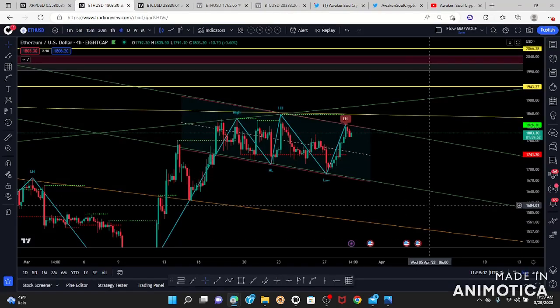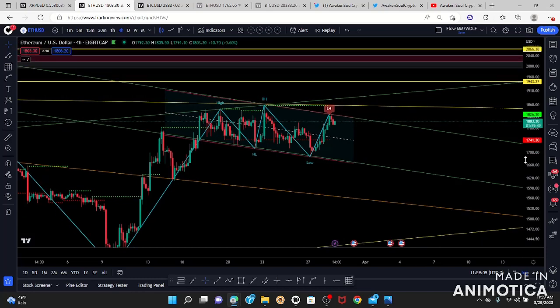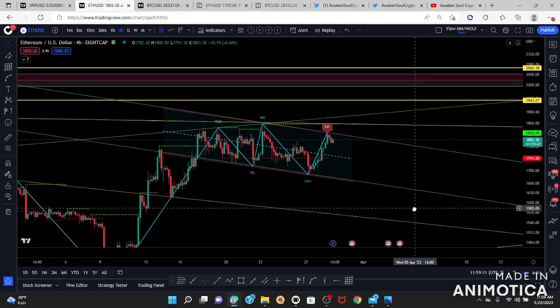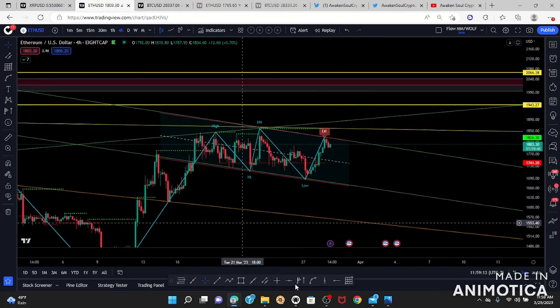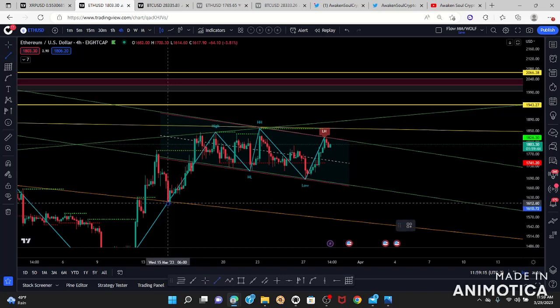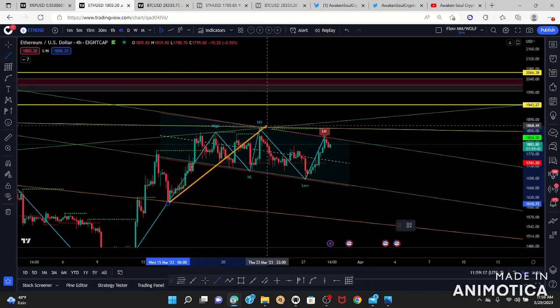Okay, let's go back here. So based on this flag, we could get a measured move. And again, I want the confluence more than anything based on this high, right?